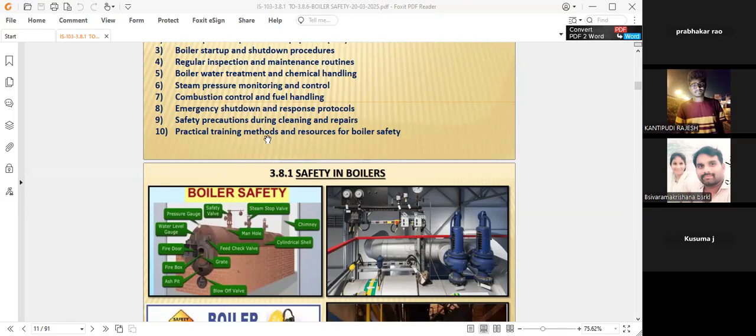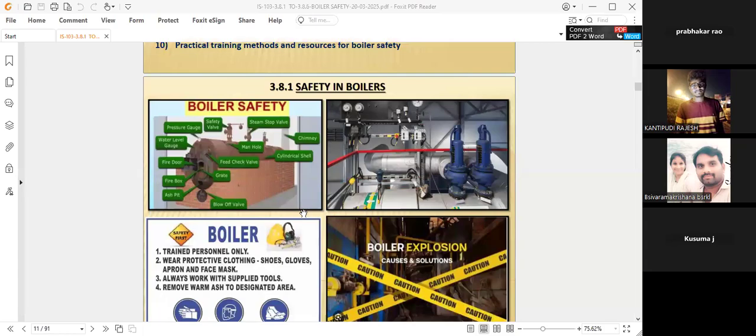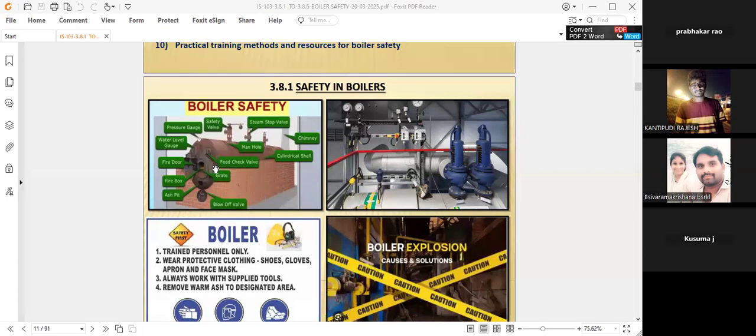Practical training methods and resources for boiler safety are important. Practical training means there should be a pilot plant. Trainees are taken to some of the outer areas, and there the employees are taken and it is explained through the pilot plant, or through YouTube also. They can explain how the boiler is running and what steps are to be taken care of. These are the boiler safety.